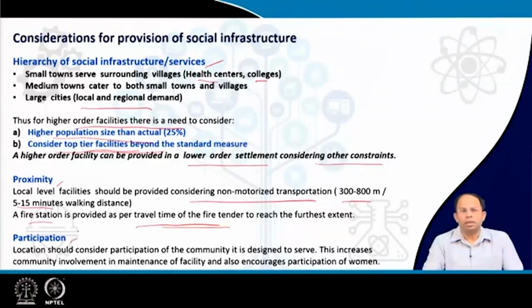Then comes participation. That means a location doesn't only consider the physical attributes, but also the need of the community. It should consider participation of the community it is designed to serve. If the location is such that it is able to serve the surrounding residential community, this increases community involvement in the maintenance of the facility, and it will also encourage participation of women, right? So participation is also a key feature when we decide on service provision.